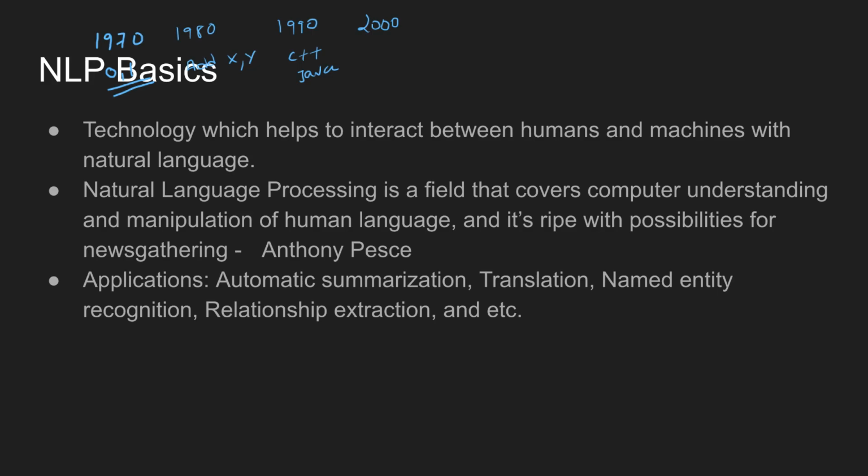Automatic summarization. For example, you would have noticed in Google, if you want to read a blog which has thousands of lines, Google will try to convert these thousands of lines to 10 to 20 lines of summary. We can just read those 10 to 20 lines, and if we like them, then we will read the complete blog. That's the power of automatic summarization.